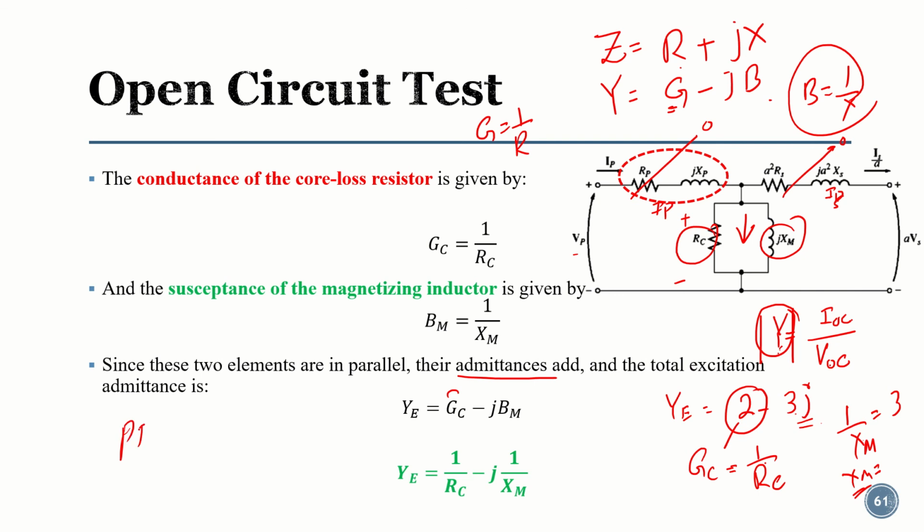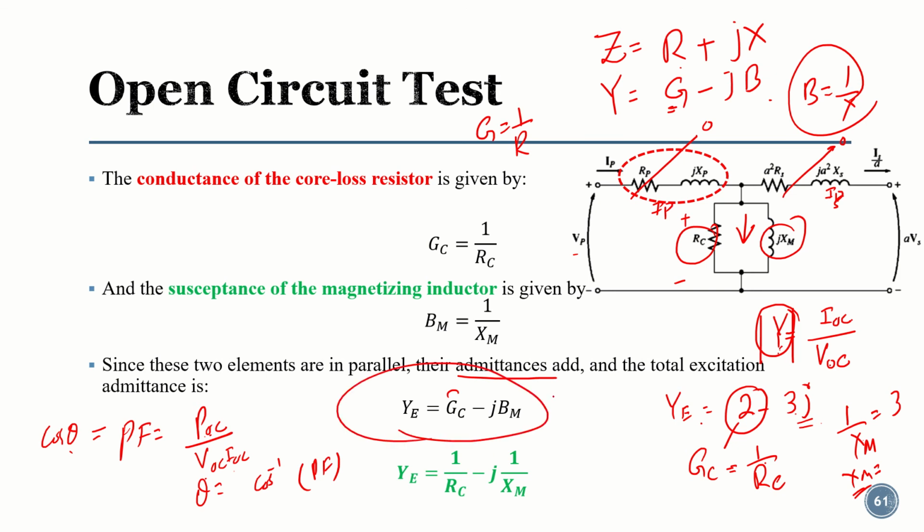So we know that the power factor of a circuit is basically the open circuit power divided by the voltage multiplied by the current. So that will be our power factor in this case. Power factor is basically cosine of theta, and if you want to find theta, that will be cosine inverse of power factor. So we can get the magnitude and we can get the angle. Or we can convert that phasor form to the complex form, and we can get our values.